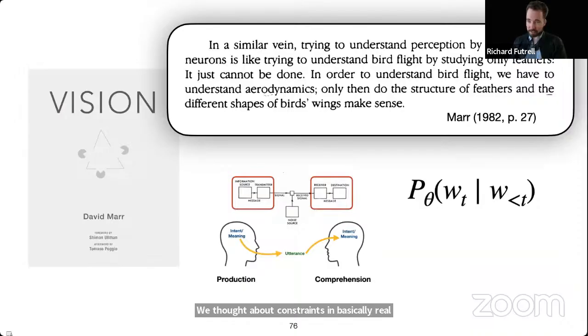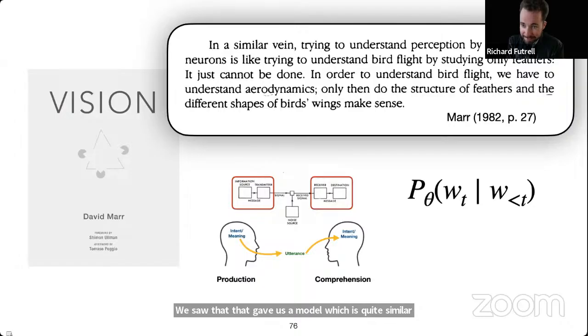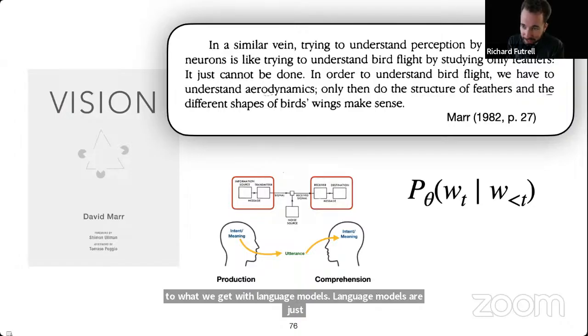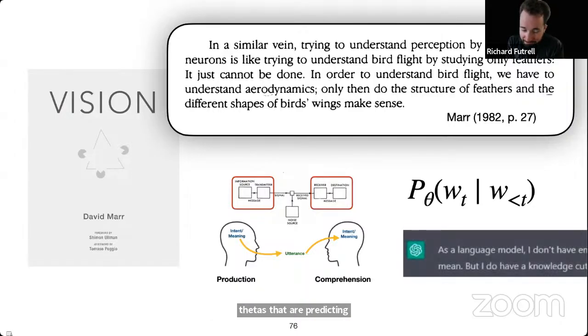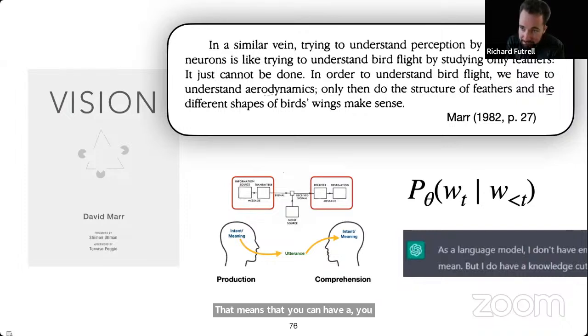We saw that that gave us a model which is quite similar to what we get with language models. Language models are just thetas that are predicting a word given previous words. The reason that this kind of connection is possible is because when you're taking this sort of functional level view, that means that you can see the unities, you can see the connections between the natural systems, like actual human language, and the artificial systems, like incremental next token predictors, which it turned out are fairly effective at learning and using human language.